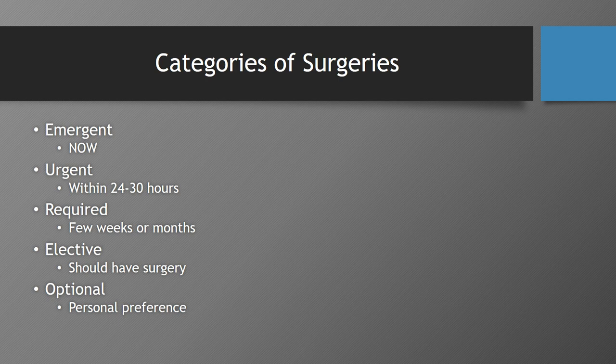They have urgent, which is within 24 to 30 hours. That could be appendicitis or your gallbladder removed. These need to be done, but in the same sense they can wait and hold off until they have to. They have required surgeries, which is in a few weeks or months. They have elective, which is something that they should have done, but it's not necessarily life-threatening. And they have optional, which is more personal preference.